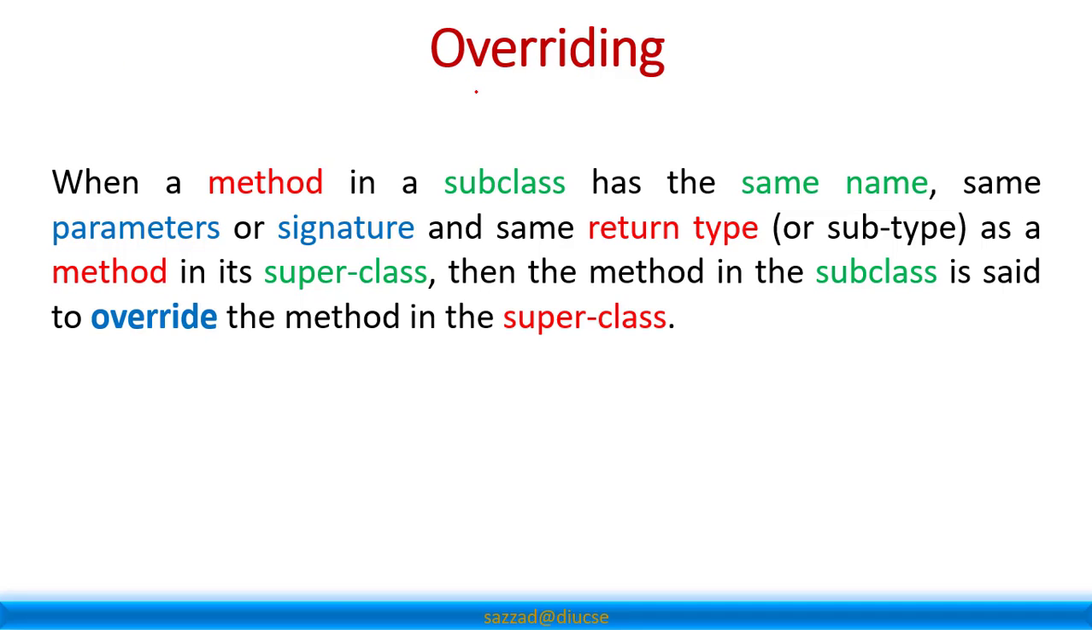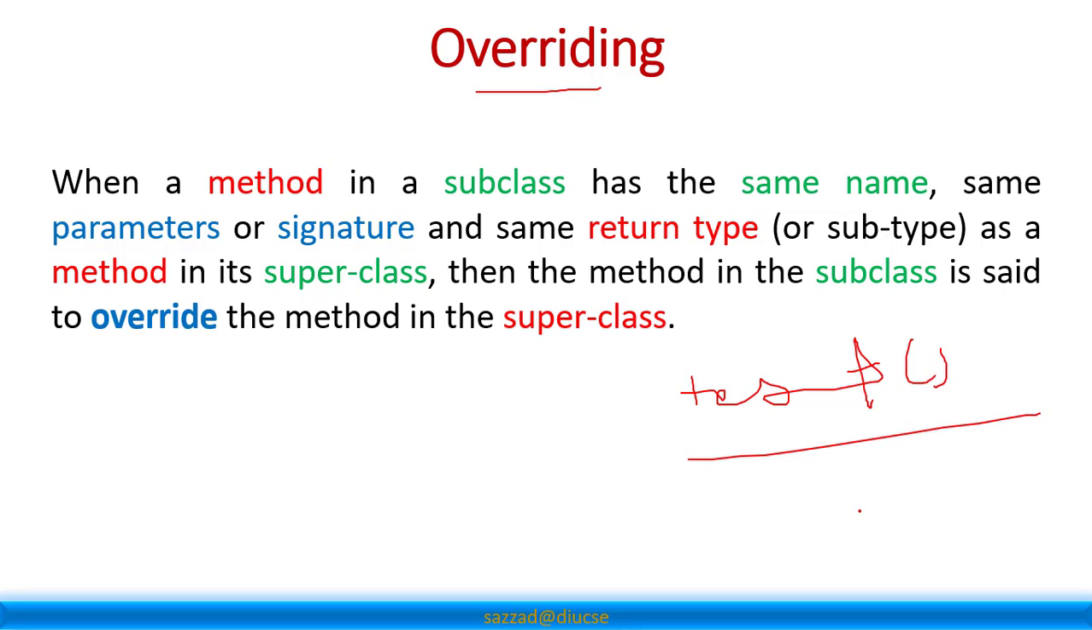Okay, now we are going to talk about overriding. So what is overriding? Overriding is when a method in a subclass has the same name, same properties and signature and same return type as the method in its superclass. So when there is a method with the same name in the parent class and also in the child class, it is called overriding. Like in the previous example, in the parent class we have put a test method, with just the self parameter.